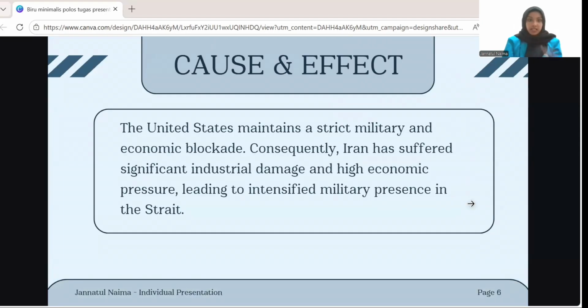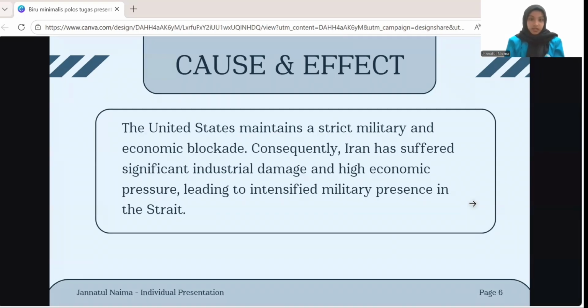Next, in this slide, the United States maintains a strict military and economic blockade. Consequently, Iran has suffered significant industrial damage and high economic pressure, leading to an intense military presence in the strait. So, I want to explain the cause and effect. This is cause and effect. The blockade is the cause and the economic damage is the effect. The word consequently is the signal word.